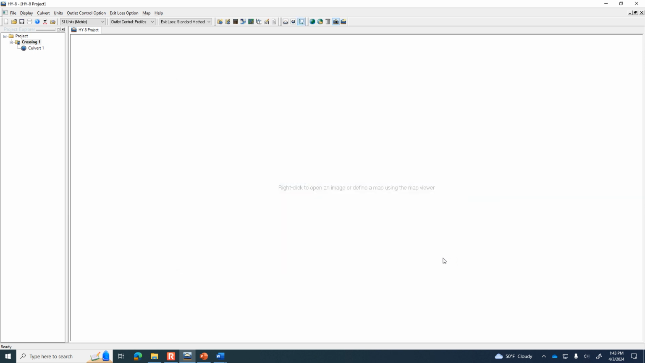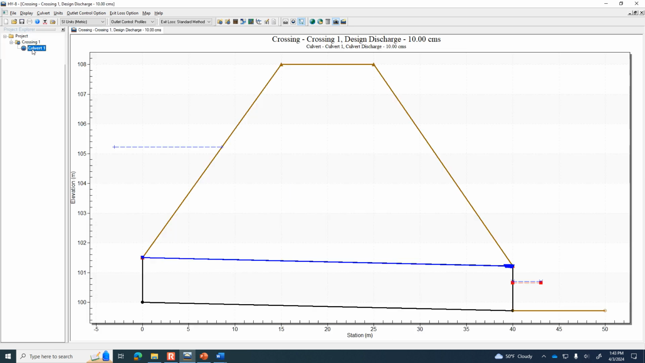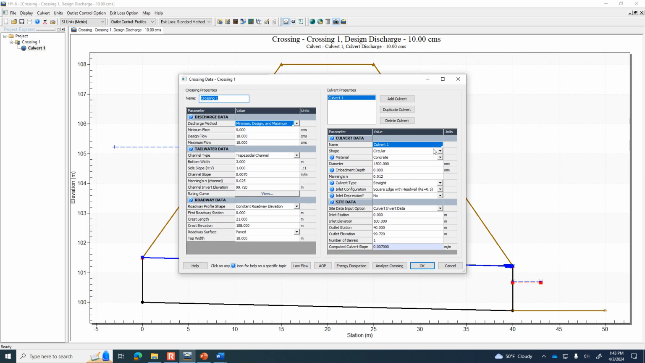Let me just talk you through a couple of points that I think are important. One is the crest length. So the roadway station, that doesn't affect your hydraulic calculations, but the crest elevation obviously does. Like if you put that too low, then it's going to begin overtopping prematurely. But the crest length, I said 21 meters.